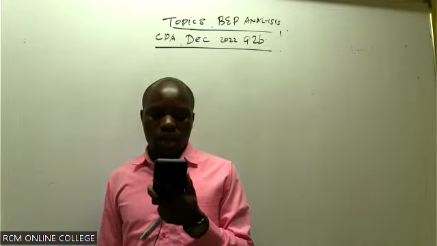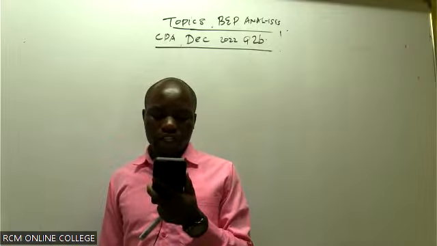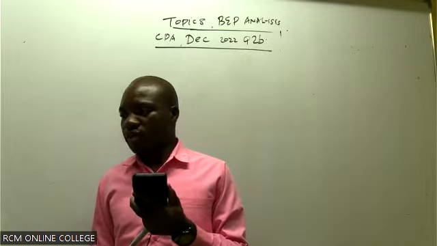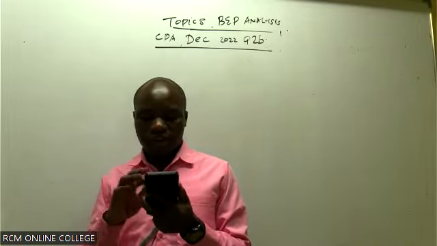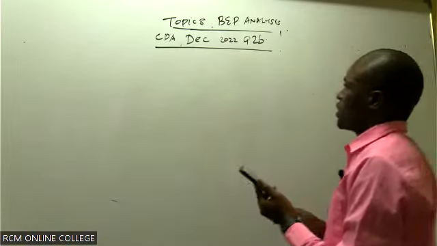Then required, compute the shortfall in liters for material Q. The optimal production mix based on priority ranking. The net profit at optimal production mix. Sio tumeshinda? Very, very simple. So let's now go ahead and look at the question.